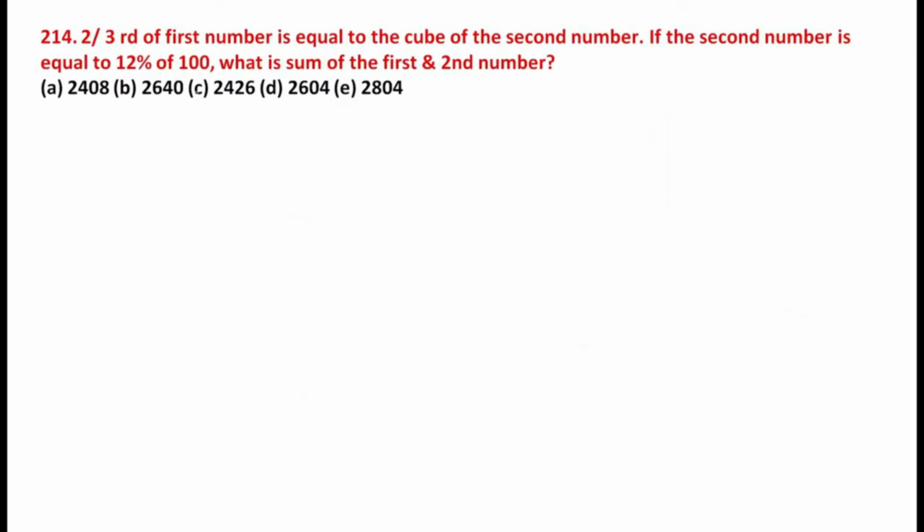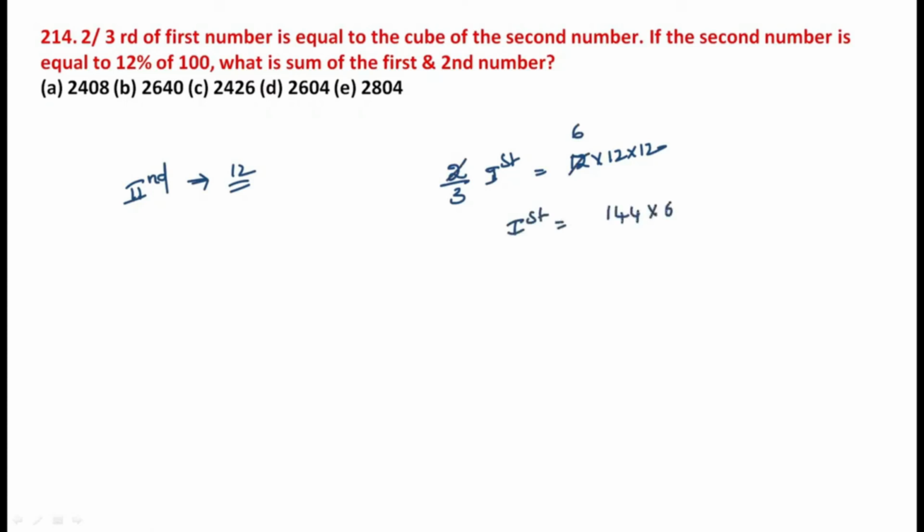2/3 of the first number is equal to the cube of the second number. See, there is information about the second number. The second number is exactly equal to 12% of 100, which is exactly equal to 12. Now here there is information: 2/3 of the first number is equal to the cube of the second number. Cube of the second number means 12 into 12 into 12. Now the 2 becomes exactly equal to 6 times. Now the first number is exactly equal to 144 into 6 into 3.